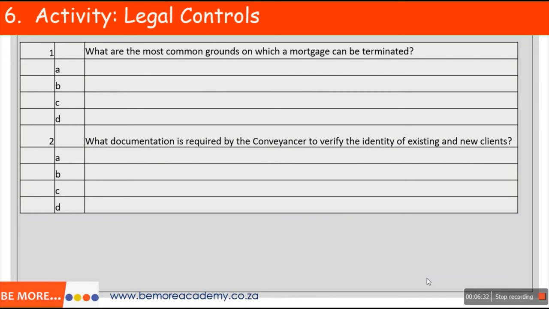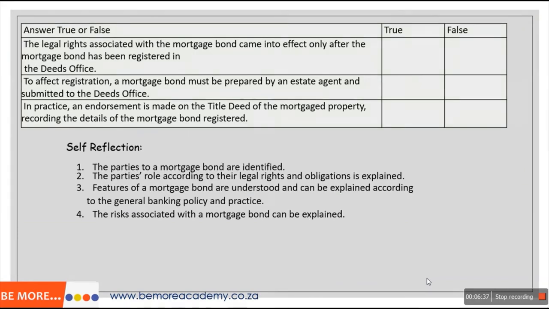Okay, let's try this one. Answer true or false. The legal rights associated with the mortgage bond came into effect only after the mortgage bond has been registered in the deeds office. True or false? True. To effect registration, a mortgage bond must be prepared by an estate agent and submitted to the deeds office. I would say true as well.